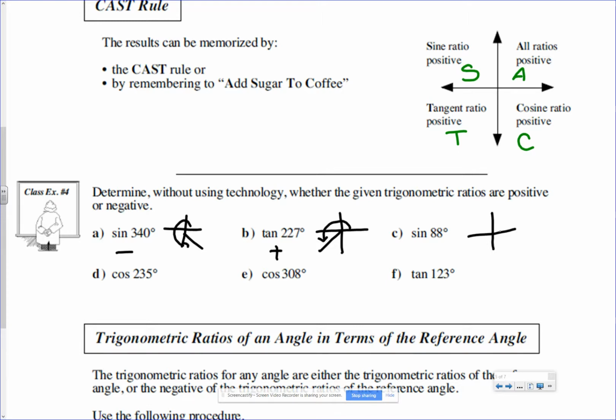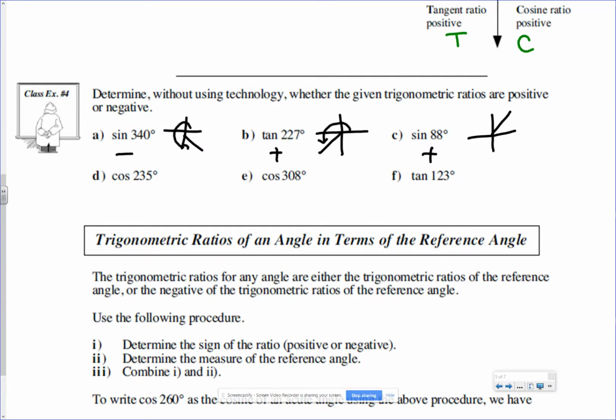If I look at 88, that is in my first quadrant. In my first quadrant, everything is positive, so that answer is positive. If I look at 235, 235 falls in my third quadrant. In my third quadrant, it's tangent that's positive, so that answer is negative.